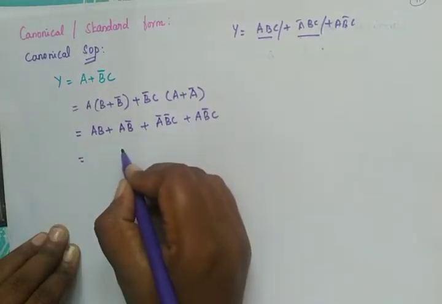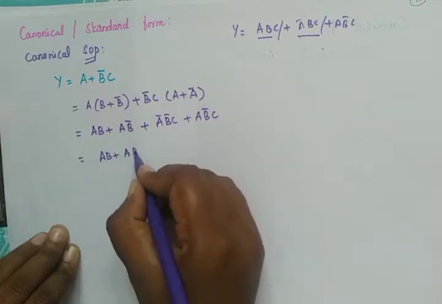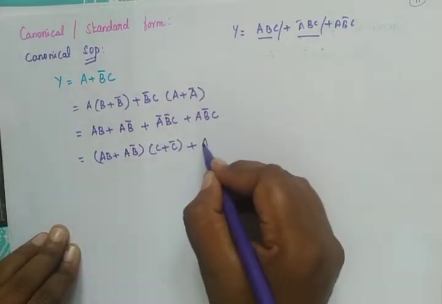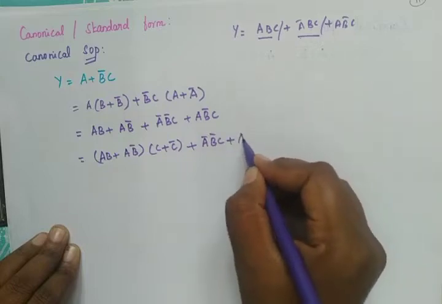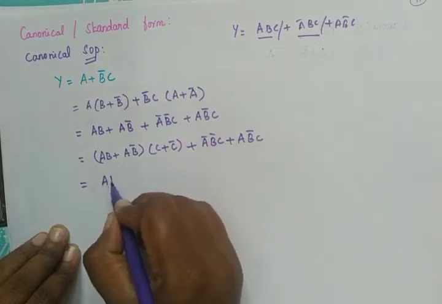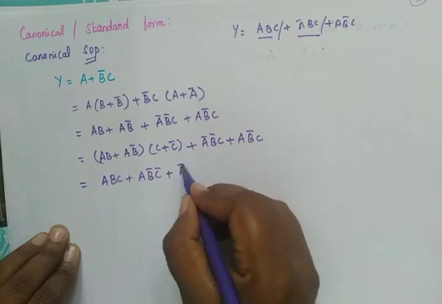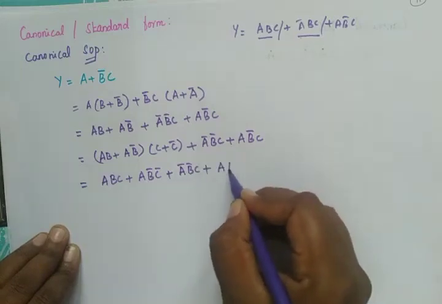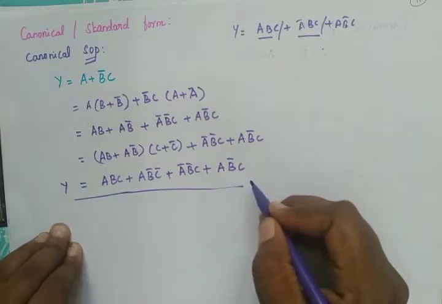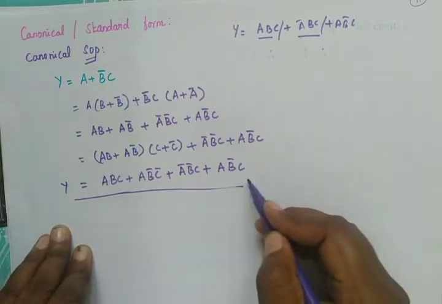Now here again the literal C is missing. Now what we have to do? AB + AB' into (C + C') plus A'B'C + AB'C. Again multiply this. So we will get ABC + ABC' + AB'C + A'B'C + AB'C. Now we can say that this expression is in the canonical form or standard form, because every term contains every literal.